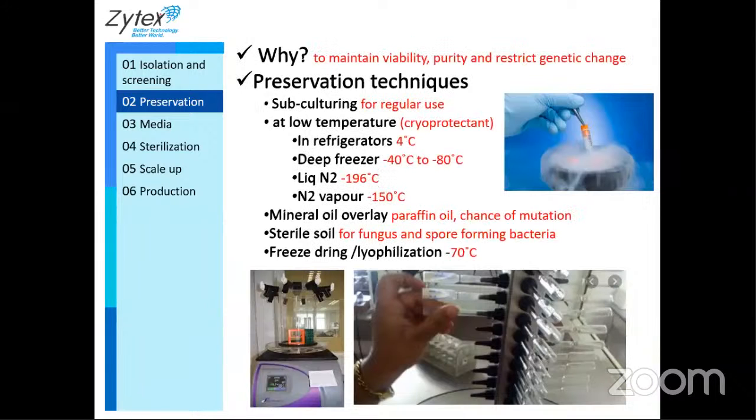Yes. And then I can also preserve it in a deep freezer, that is from minus 40 to minus 80. I can keep it in liquid nitrogen, and I can also preserve it under nitrogen vapor. As you must know, liquid nitrogen has a very low temperature. So at such a low temperature, it is definitely possible that the water content inside the cell may freeze.